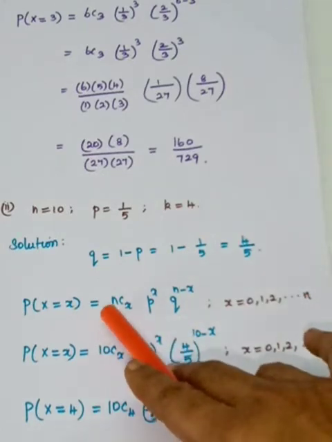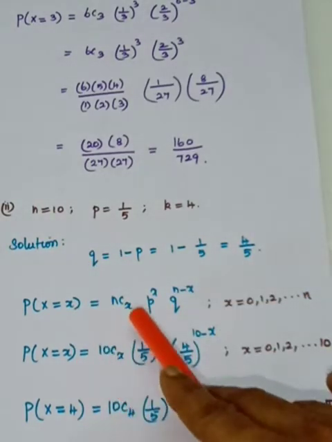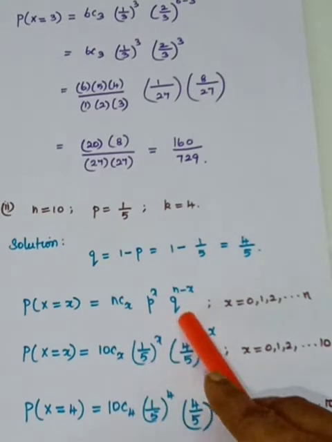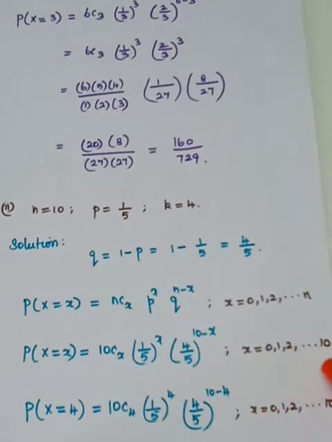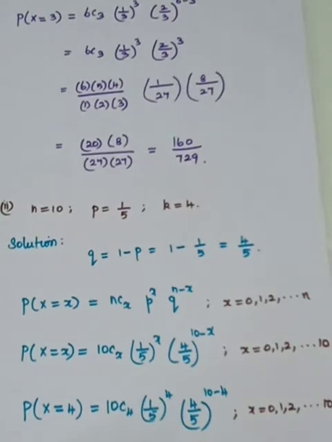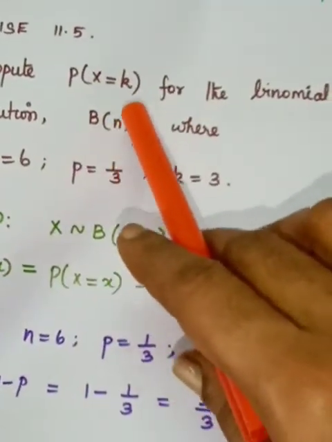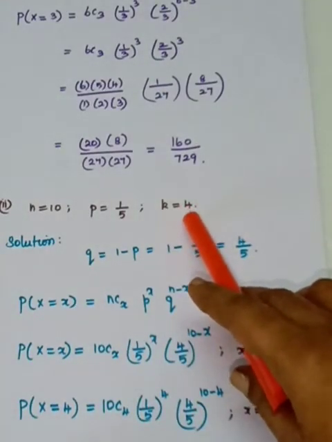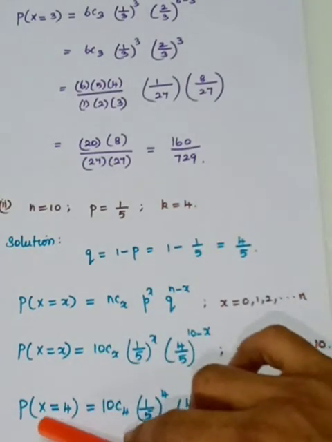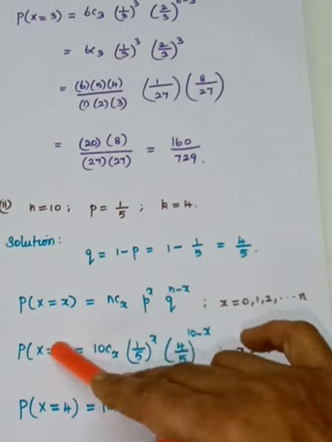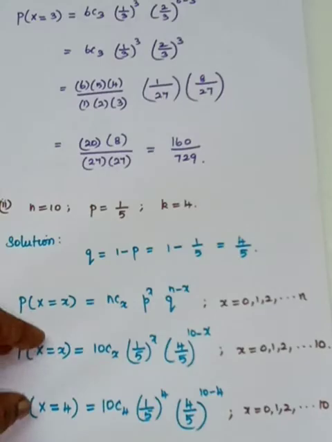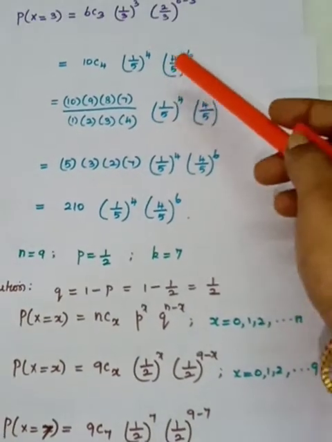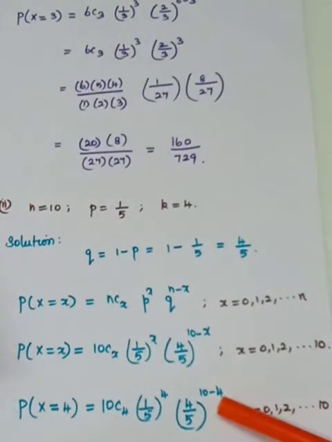Okay, here you are going to substitute in the place of n as 10, in the place of p as 1 by 5, and in the place of q as 4 by 5, whole to the power 10 minus x. Now your x varies from 0 up to 10 because your n is 10. Now what is asked? P of X equal to k. So in this subdivision, you are having k is equal to 4. So you have to find P of X equal to 4. So here in the place of x you have to substitute 4. So it is 10C4 (1/5) the whole power 4 and (4/5) the whole power 10 minus 4. What is 10 minus 4? It is 6.